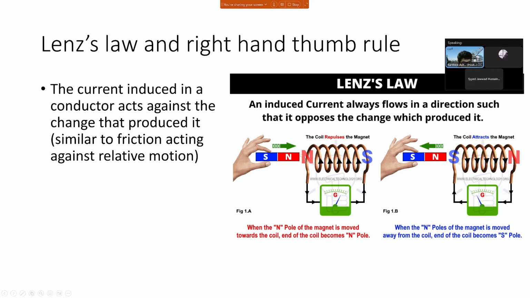So here, initially there was no field at all, and you move this magnet closer. So it tries to counteract that. It creates a field in the opposite direction, so that it cancels out and becomes closer to zero. In the opposite case, when it's moved away, it tries to give another field in the same direction to keep the original field in the coil.